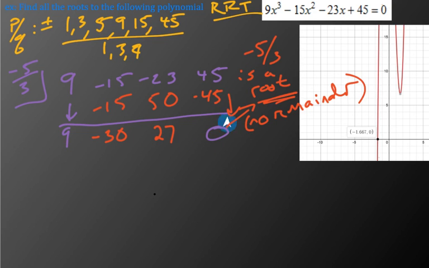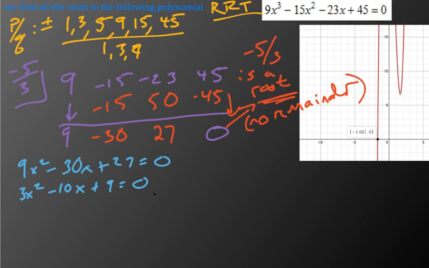So now what this represents is you've basically just done long division, right? You've done this polynomial divided by x plus 5 thirds. And you get this quadratic. And so now we just have 9x squared minus 30x plus 27 equals 0. And you just solve quadratics the way you've always solved quadratics. Like, I would divide by, what's the most I could divide by? 3, because everything's a multiple of 3. Just makes it a little easier. Probably wouldn't even bother trying to factor because a is 3. I would just go to the quadratic formula.